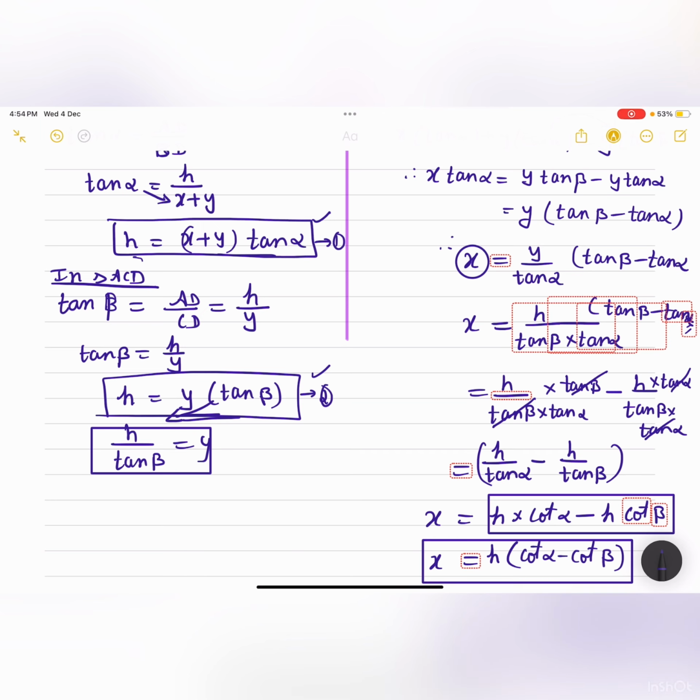Thank you once again. I have left out the units here, meters. So this is the distance between the two objects in meters.